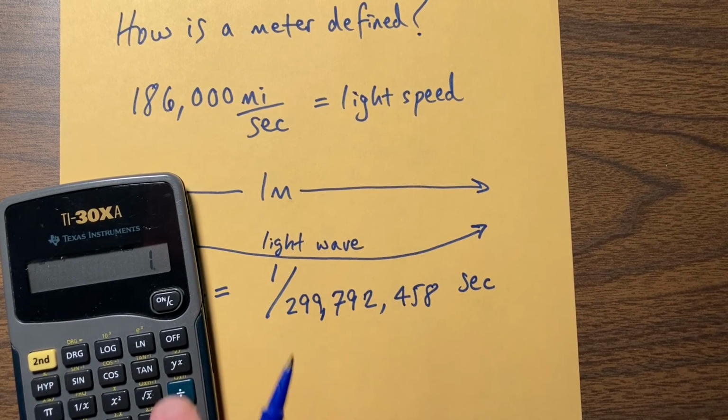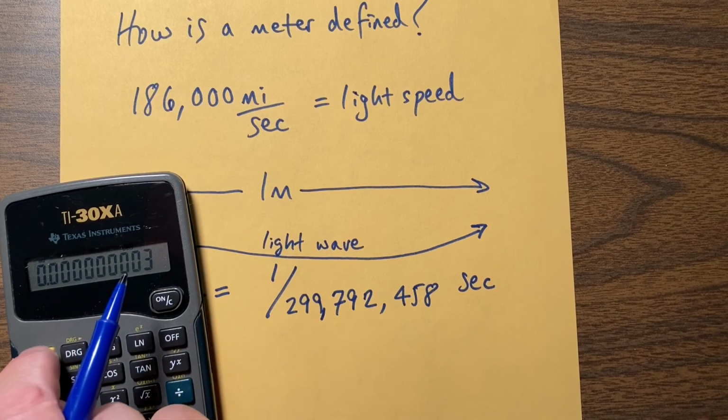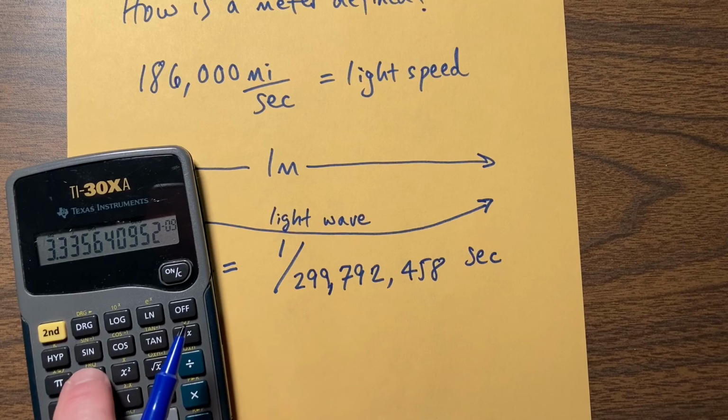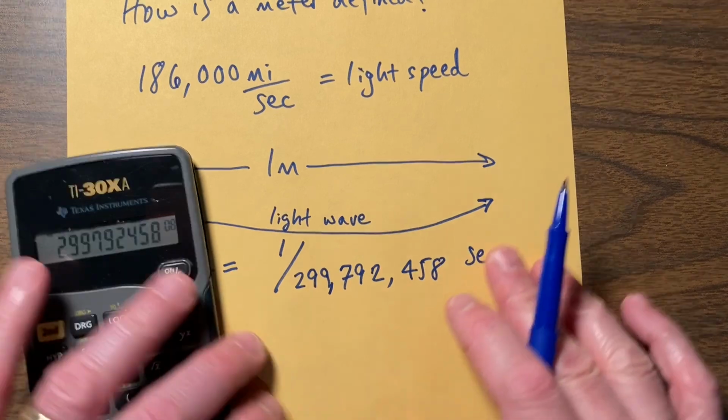If you just take 1 divided by 299,792,458, you get, well, let me convert that to scientific notation, you get 3.3356, etc., times 10 to the negative 9th. Well, if I take the reciprocal of that, press 1 over x on my calculator, I get the speed of light, 2.99792458. So what does that mean?